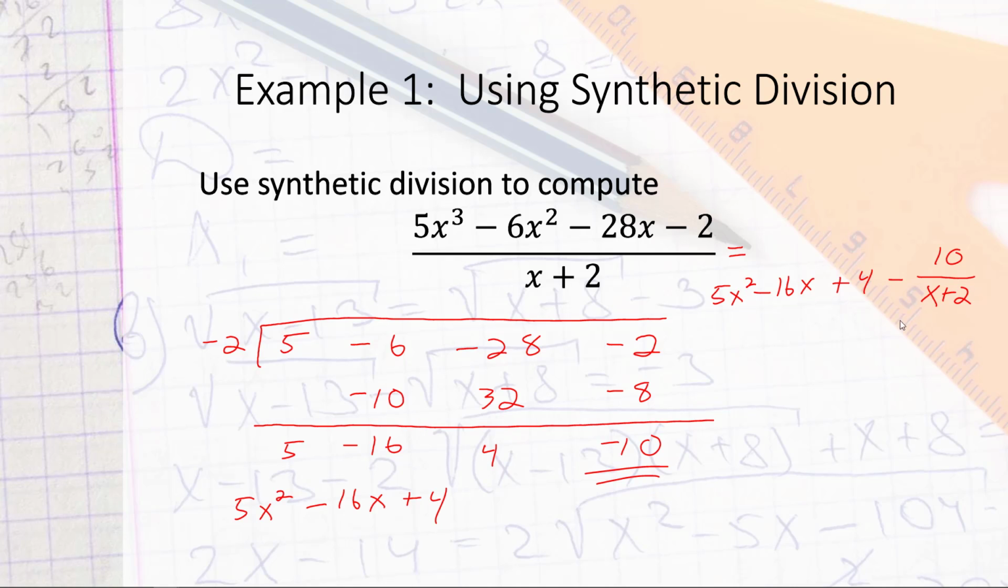This is actually how you would write the answer. The only difference is if they ask you to express it in the form of f of x is equal to x plus 2 times q of x plus r, then you would write this as x plus 2 times 5x squared minus 16x plus 4, minus 10, which is what you would do if you multiply this entire equation by the quantity x plus 2.